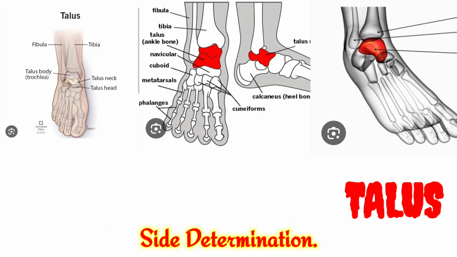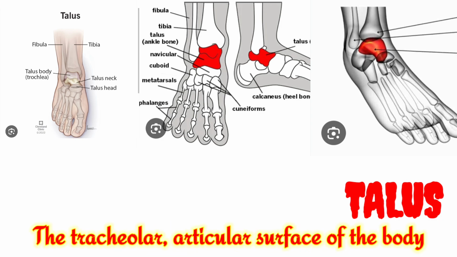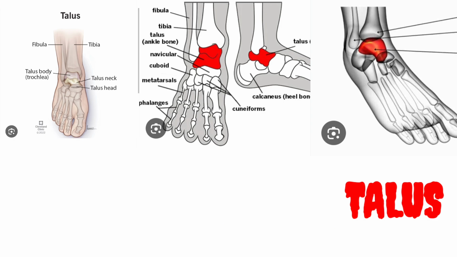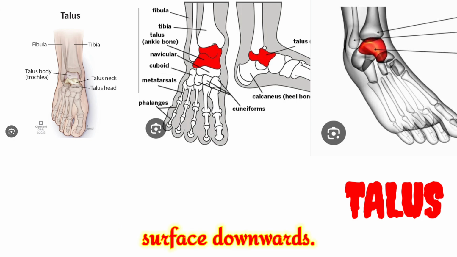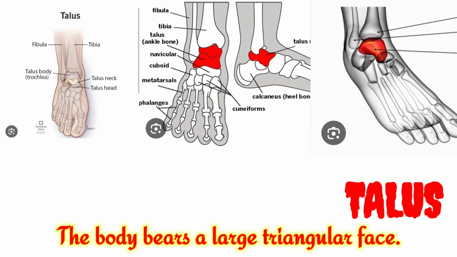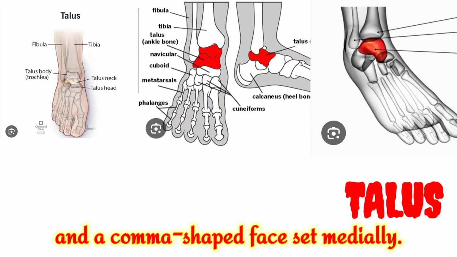Side determination. The round head is directed forward. The trochlear or articular surface of the body is directed upwards and the concave articular surface downwards. The body bears a large triangular facet laterally and a comma shaped facet medially.